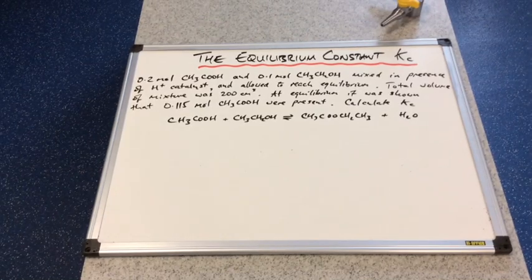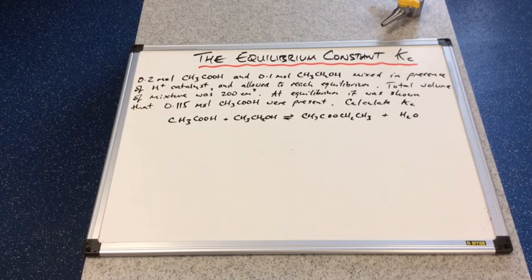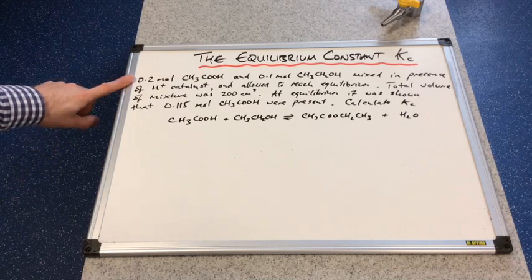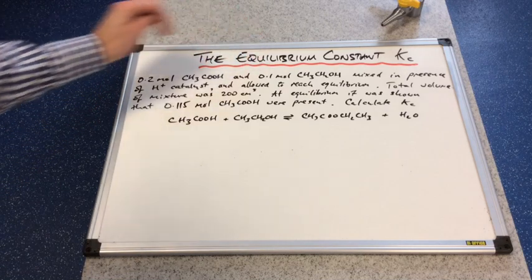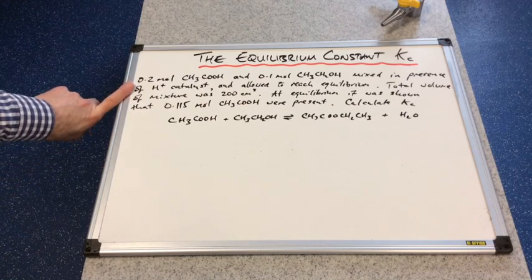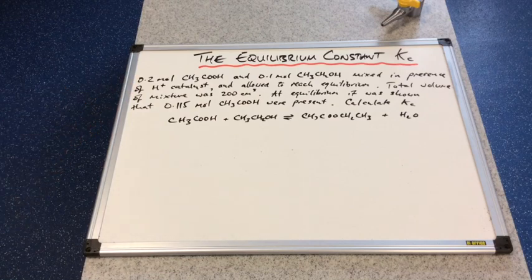In this second equilibrium constant video, I'm going to deal with the type of calculations that you often get in A-level exams. So we'll start with this question. It's a classic esterification reaction, and we are told that 0.2 moles of ethanoic acid was reacted with 0.1 moles of ethanol in the presence of an acid catalyst and allowed to reach equilibrium.